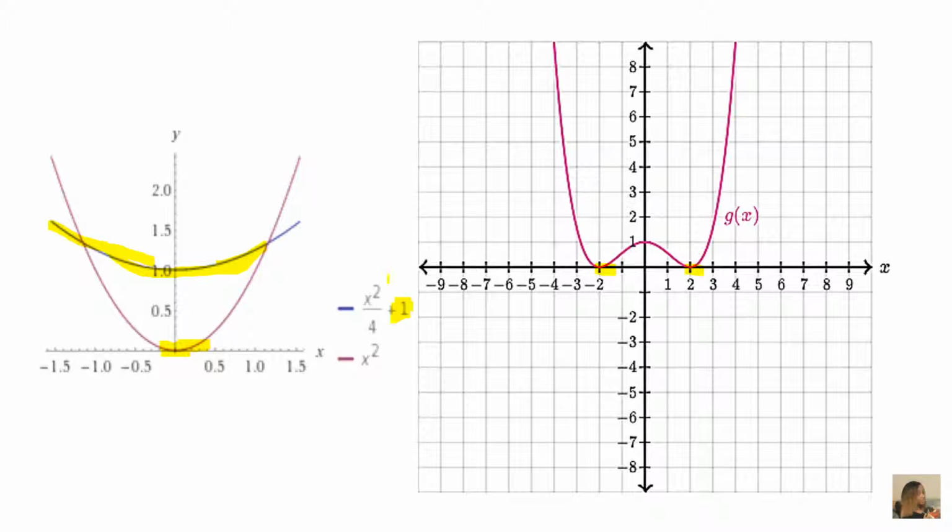So this function will always have a value that's greater than 0. Therefore, it will never cross the x-axis, because in order for a function to have an x-intercept, the outcome of f of x, or the y value, has to be equivalent to 0. Okay? And that's not going to happen here. So there's no x-intercept for f of x, and there are two x-intercepts that occur at -2 and 2 for g of x. Therefore, these two functions don't have the same x-intercepts.